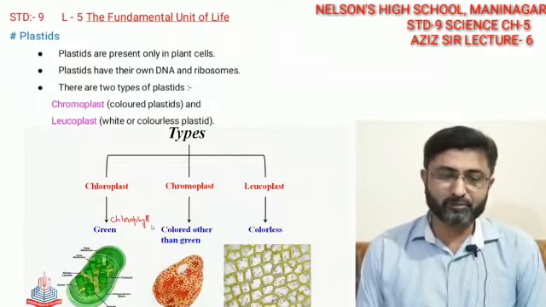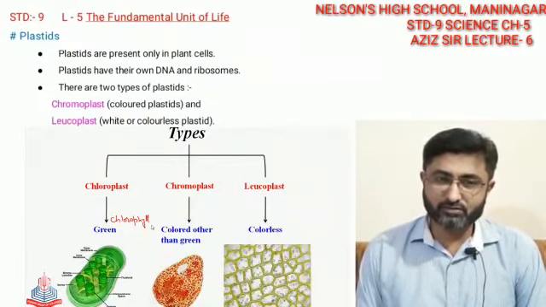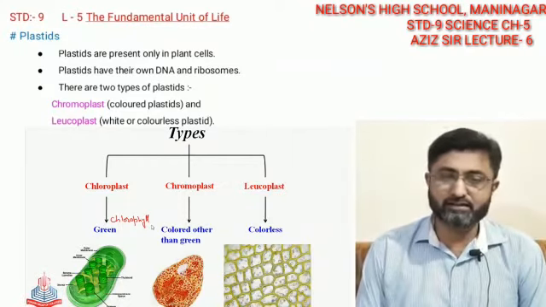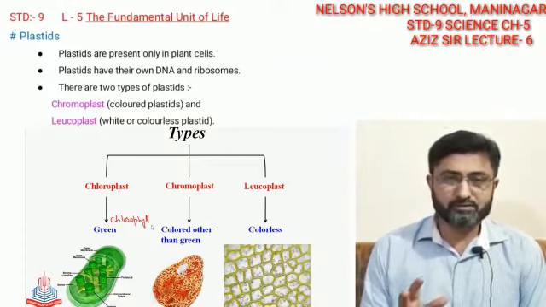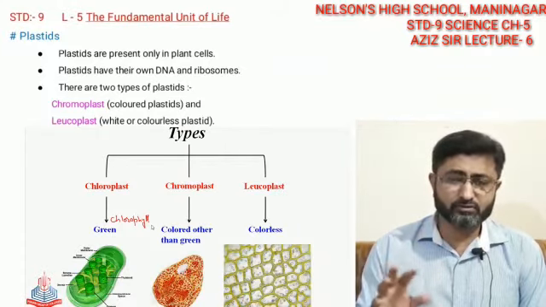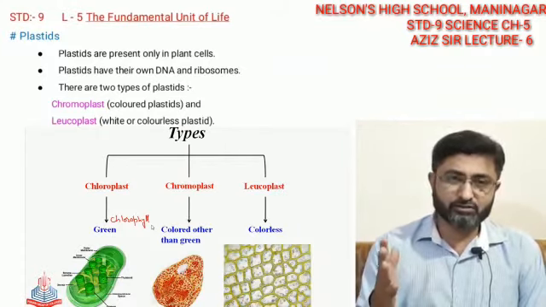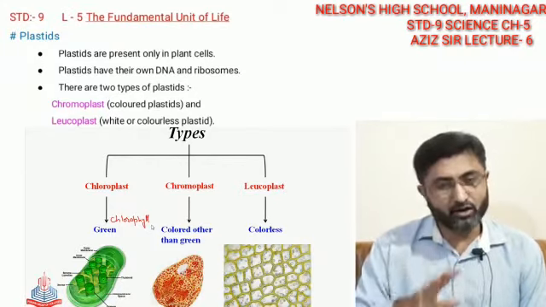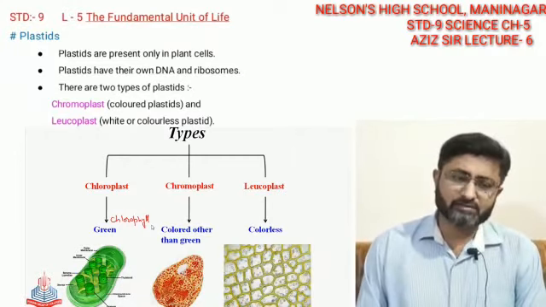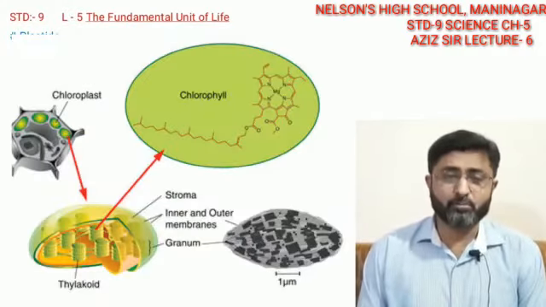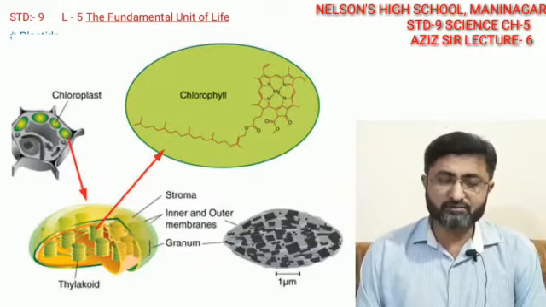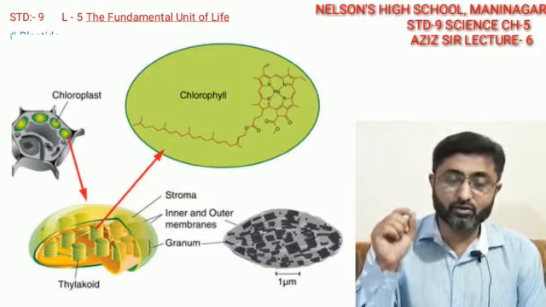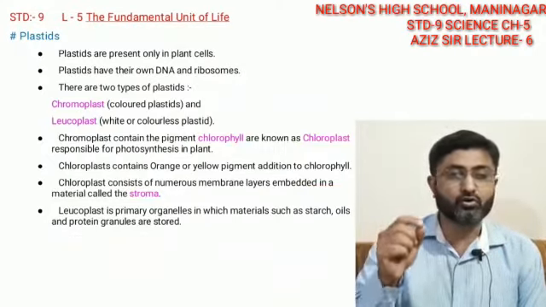Basically there are two types of plastids. One type of plastid is known as chromoplast, and the second type is called leucoplast. Now in chromoplast, basically there are two colors shown. One color is green, and the second type of color in chromoplast is either yellow or orange. Now these green plastids are of great importance because the chromoplast which has the green color has a pigment known as chlorophyll. That means they are known as chloroplast.